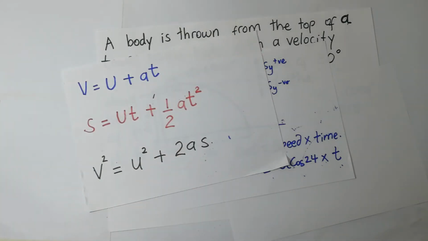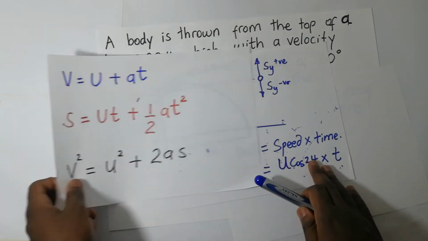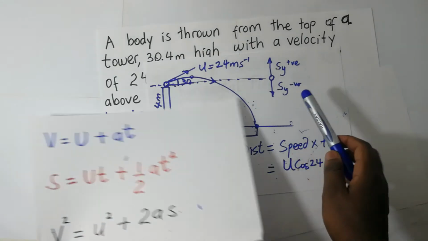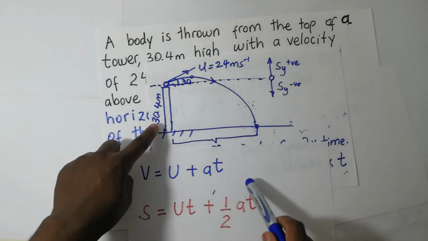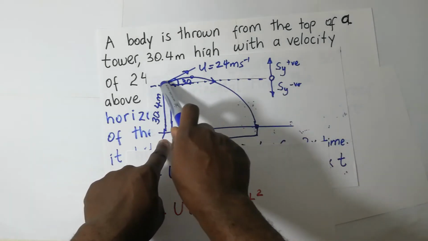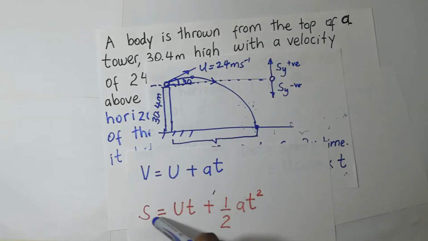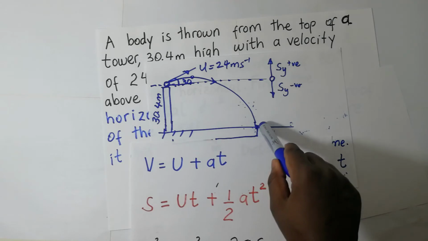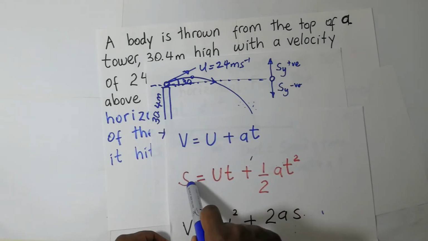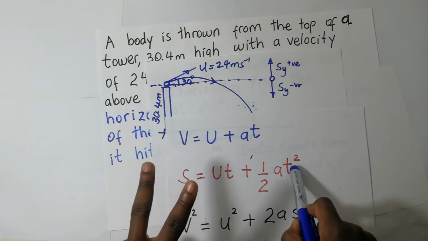So like I have explained earlier, when you look at s is equal to ut plus a half at squared, you find that the displacement here is negative 30.4. This particle falls below the zero level by negative 30.4. So our value of s here will be negative 30.4. When you plug it in here, we will be able to get the time. We will be getting two values of t.